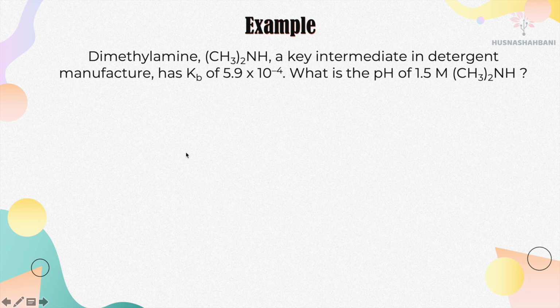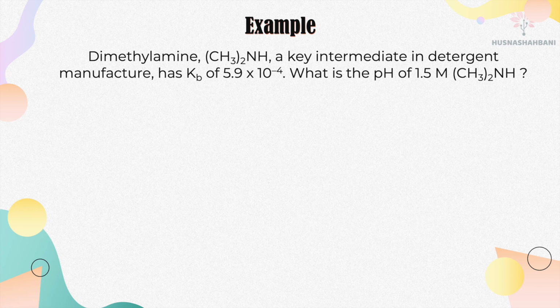Example: dimethylamine is a key intermediate in detergent manufacture. It has a Kb value of 5.9 times 10 to the power of negative 4. What is the pH of 1.5 molar (CH3)2NH? (CH3)2NH is a weak base.